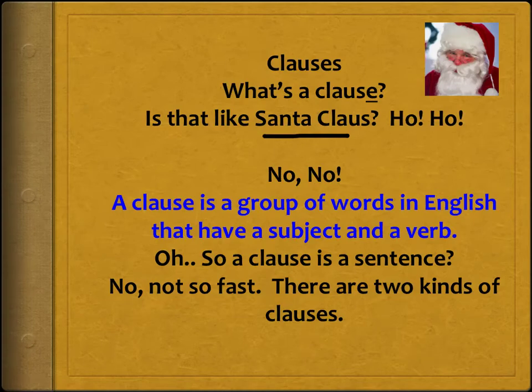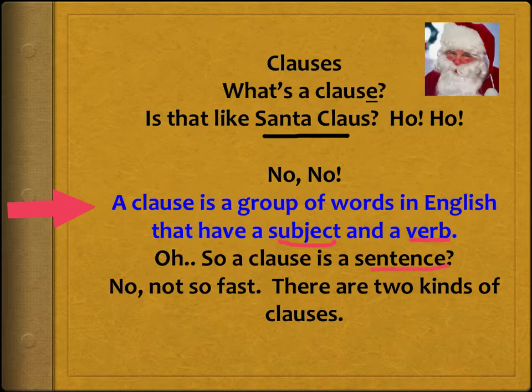In this lesson, we're going to talk about clauses. So what's a clause? Santa Claus? No, not exactly. We're talking about a clause, 从句. A clause is a group of words in English that have a subject and a verb. A subject and a verb. Oh, so a clause is a sentence?